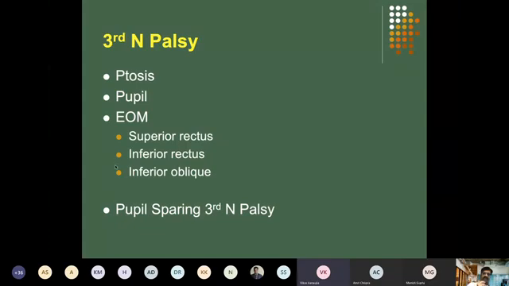And now let us come to individual nerve palsies. First we'll go through the third nerve palsy. What are the signs that we see in third nerve palsy? First, if it is a total third nerve palsy, then it will have ptosis, and except lateral rectus and superior oblique, all the extraocular muscles are paralyzed. So you will expect a medial movement limitation, and again a superior movement limitation, inferior movement limitation.